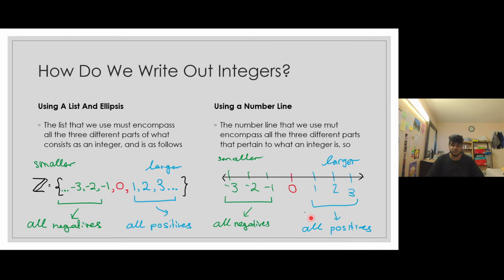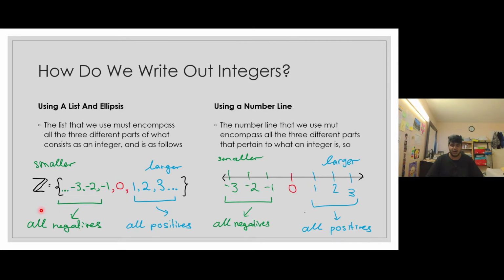The first way is using a list and an ellipsis. Now, the ellipsis is the code word for this ... thing. And all this ... thing means is that it goes on forever. So, for example, the list I have here has 1, 2, 3. The next number, as you know, of course, is 4, and then 5, and then 6, and so on and so forth. The other way, we have 0, -1, -2, -3, and so on and so forth.